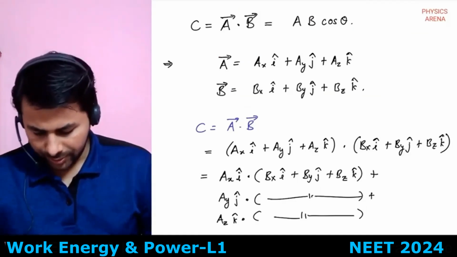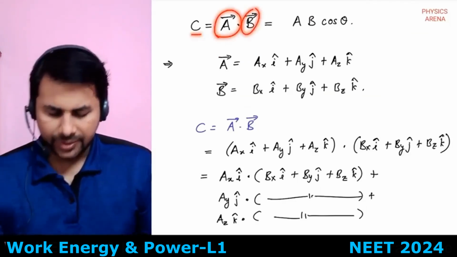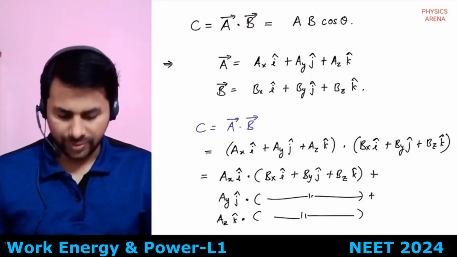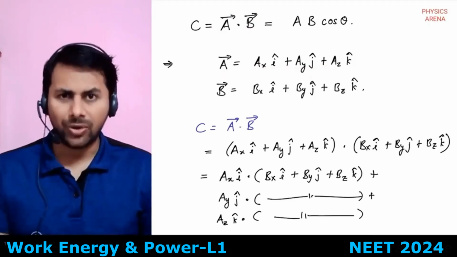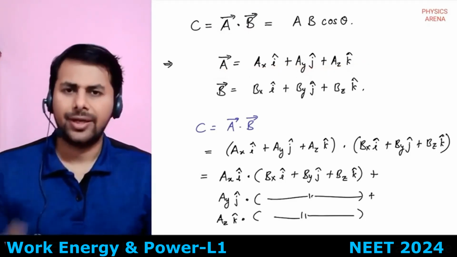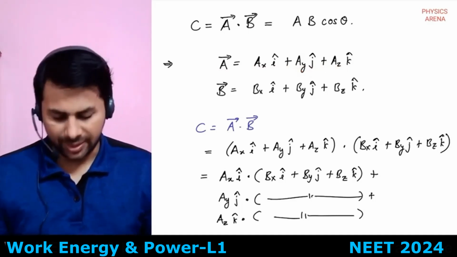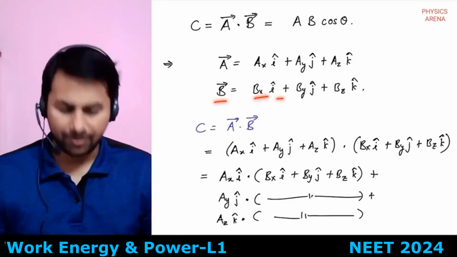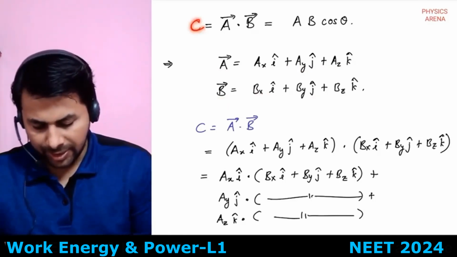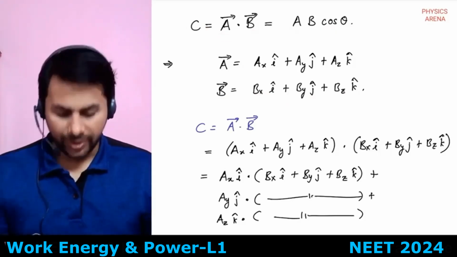Now we can define vectors in terms of their components along the x, y, z axes. We can write the vectors in resolved form. A bar is equal to, suppose, Ax times i cap plus Ay times j cap plus Az times k cap. B bar is Bx times i cap plus By times j cap plus Bz times k cap. And suppose C equals A bar dot B bar, which is AB cos theta.